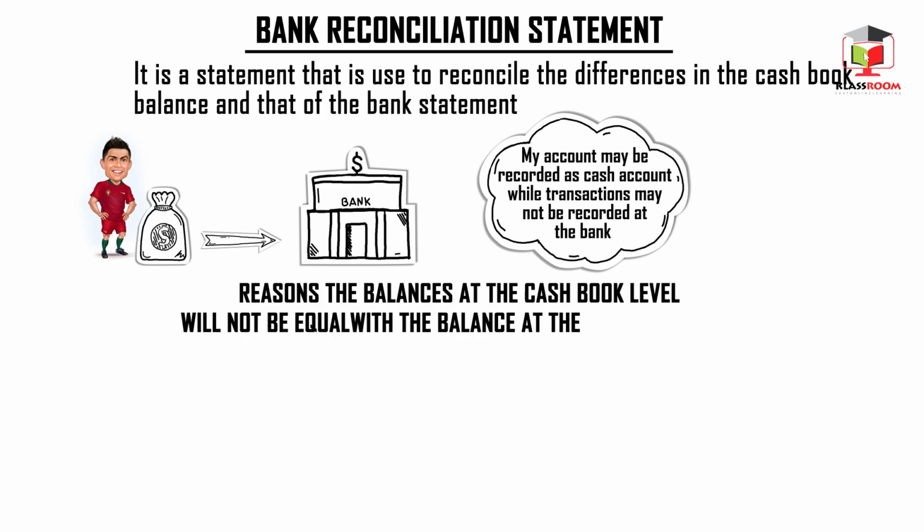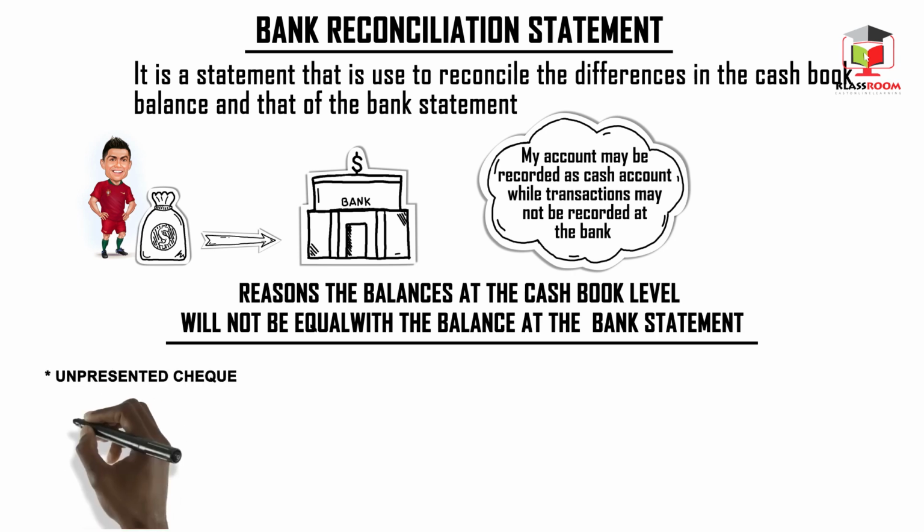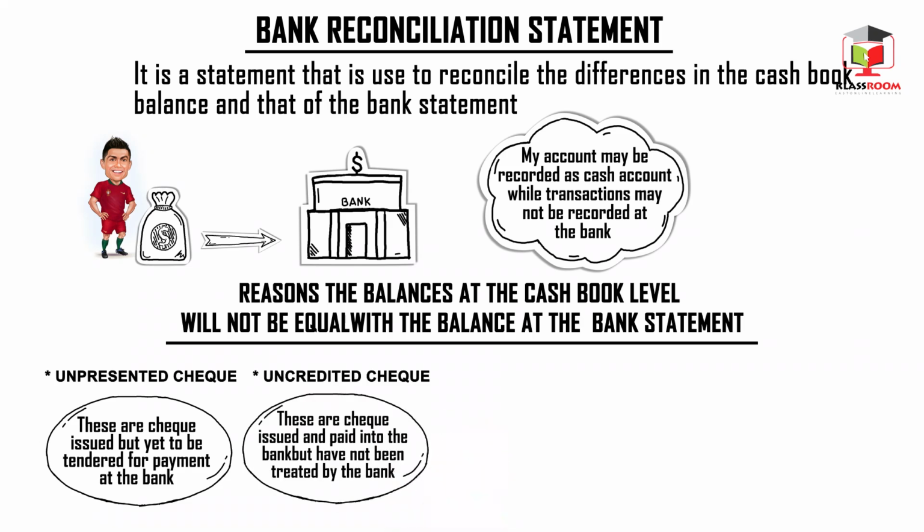But we have various reasons why the balances at the cash book level will not be equal with the balance at the bank statement. We have reasons like unpresented check. These are checks issued but yet to be tendered for payment at the bank. Therefore, it will only reflect on the cash book, but it will never show on the bank statement.